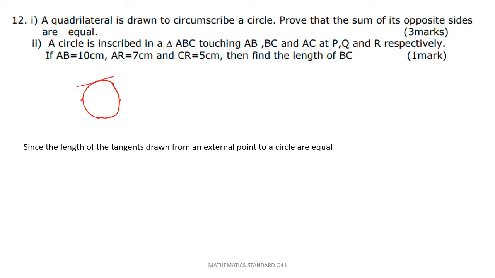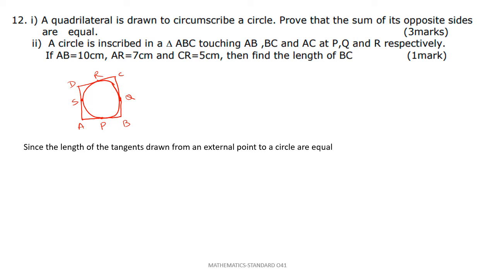circumscribes the circle. Means the sides of the quadrilateral act like tangent lines to the circle. Okay, so let's name it A, B, C, D as the quadrilateral's vertices, and P, Q, R, S are the points at which it touches the circle.